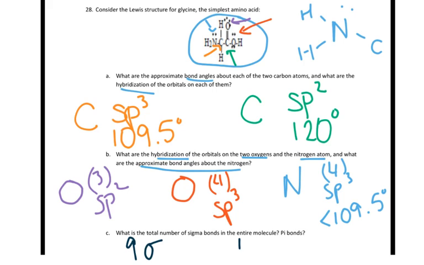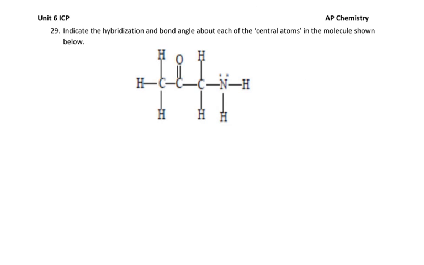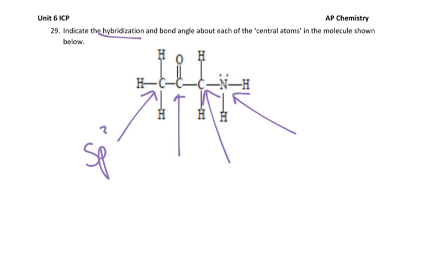All right, and then the last one, I don't want to do anything more with the bond angles, but let's just do the hybridization. So we have these 4 central atoms. So this first carbon has 4 things attached, so that's sp3. The second carbon has 3 areas around it, so it's sp2. This third carbon has 4 areas around it, so that's sp3 again. And the nitrogen has 3 things attached and 1 lone pair. That makes 4 areas of electrons, so that makes it sp3.